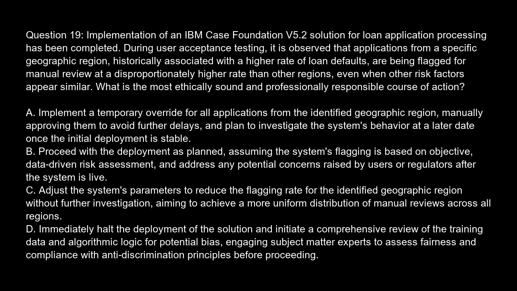Option A. Implement a temporary override for all applications from the identified geographic region, manually approving them to avoid further delays, and plan to investigate the system's behavior at a later date once the initial deployment is stable. Option B. Proceed with the deployment as planned, assuming the system's flagging is based on objective, data-driven risk assessment, and address any potential concerns raised by users or regulators after the system is live. Option C. Adjust the system's parameters to reduce the flagging rate for the identified geographic region without further investigation, aiming to achieve a more uniform distribution of manual reviews across all regions.